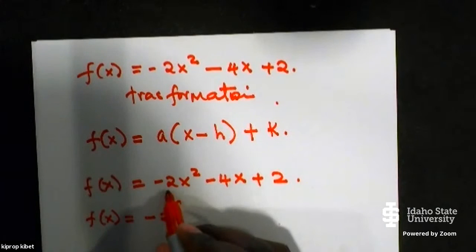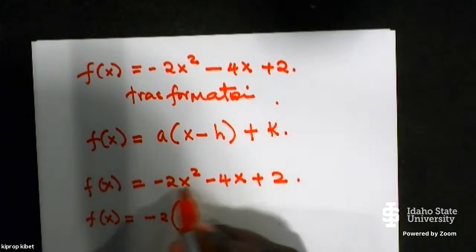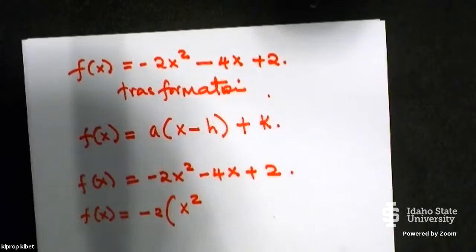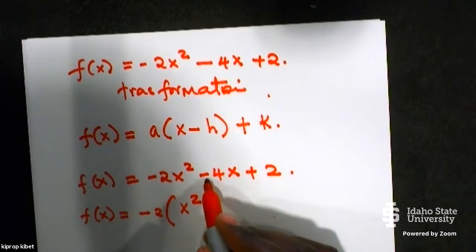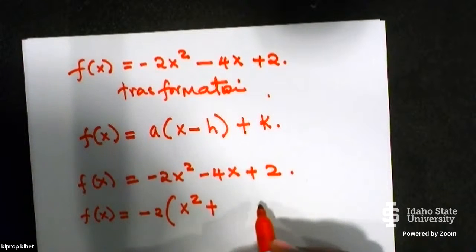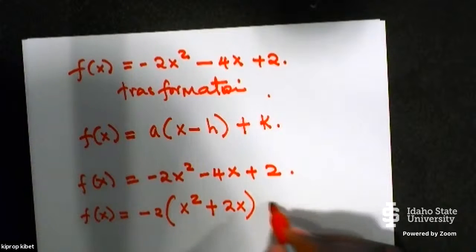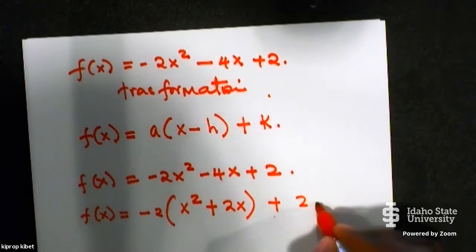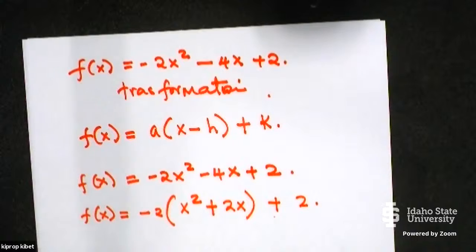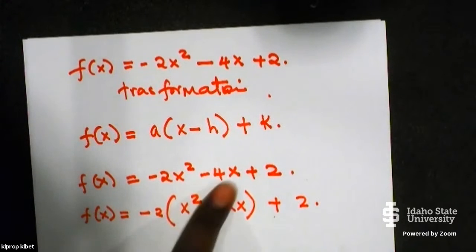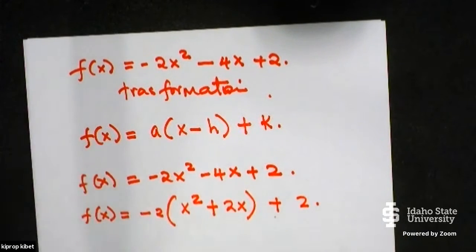When you factor out minus 2 here, what will remain? x squared, right? And then here, plus 2x. And then plus the constant, which is 2 over there. When you open these brackets, what you get is minus 2x squared minus 4x plus 2. Now, let's complete the squares here.